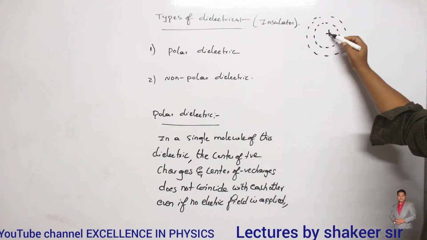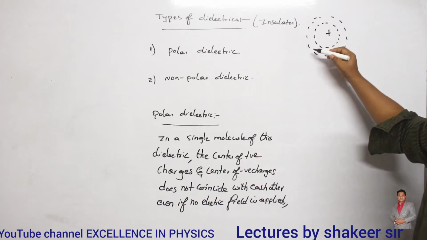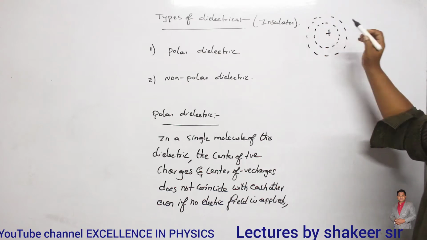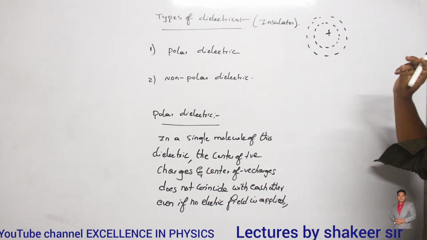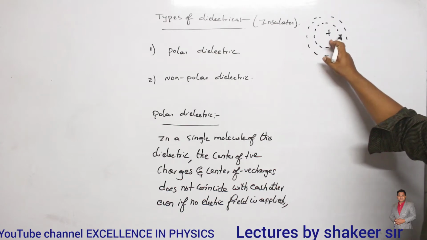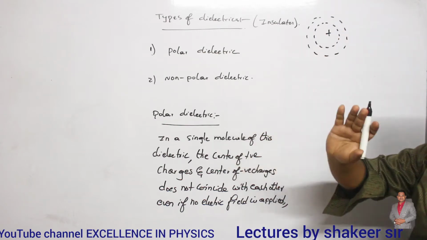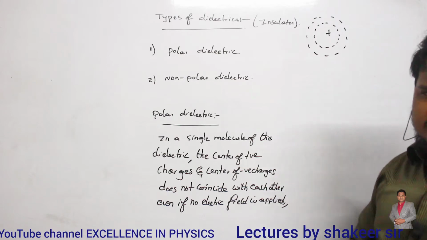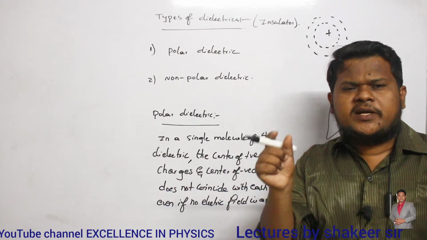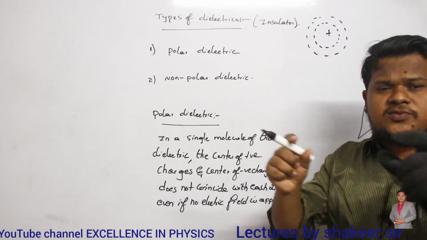So positive charge is present here, and the center of all the negative charges also should be present at the same position. Clear? But in some molecules, the center of positive charge and the center of negative charges do not coincide with each other. It means the molecule itself is behaving like a natural dipole.